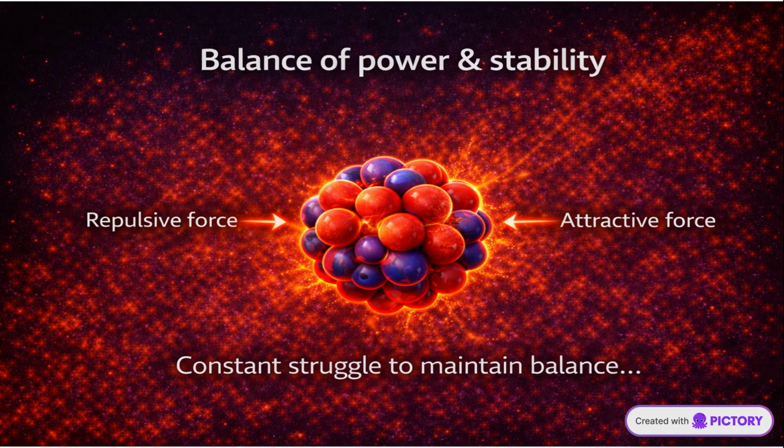Now we can understand the core idea of nuclear stability. The nucleus is a system in constant balance between two forces. Repulsive force, due to protons. Attractive force, due to strong interaction. If these forces balance properly, the nucleus is stable. If not, instability begins. So stability is not a fixed property. It is a delicate equilibrium.